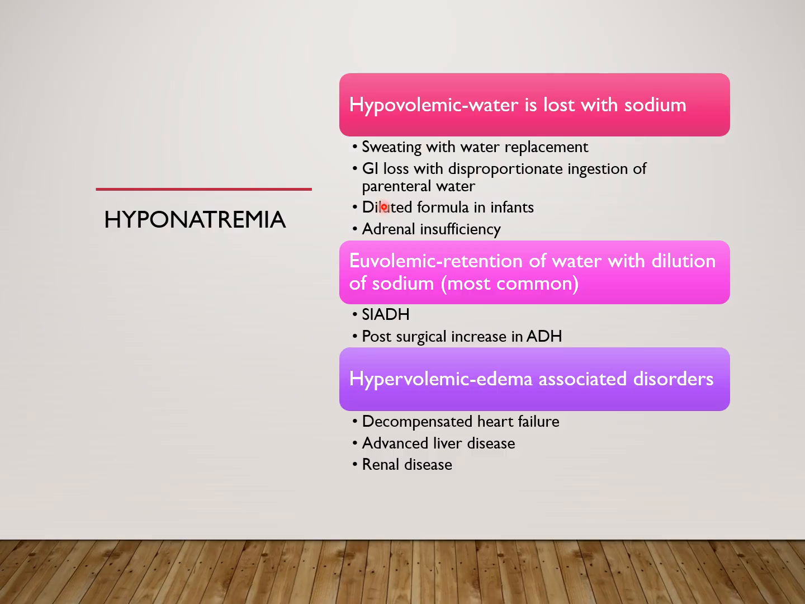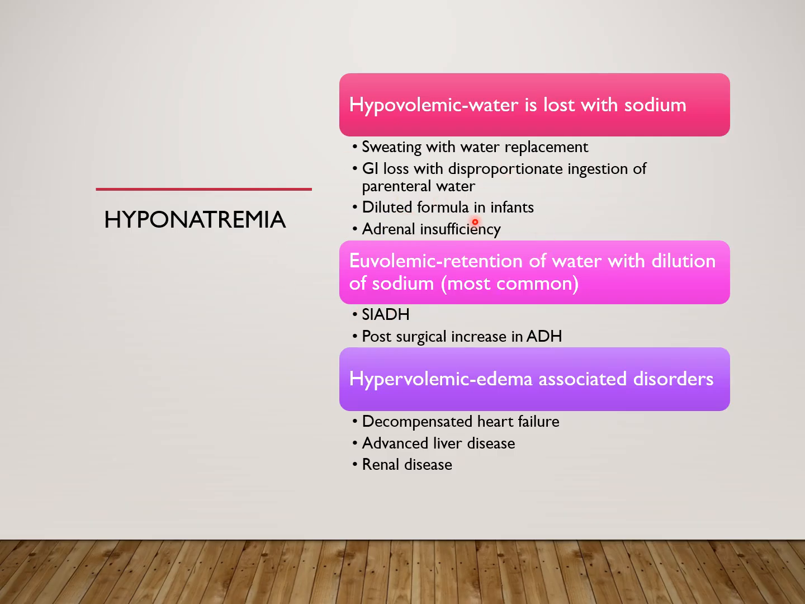GI loss can also happen where we have disproportionate ingestion of parenteral water. So if someone is losing a lot of sodium and water through the GI tract, maybe through diarrhea or vomiting, but they're just replacing with straight water and no sodium, they can become hyponatremic.